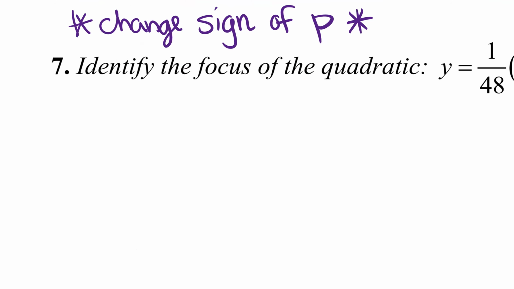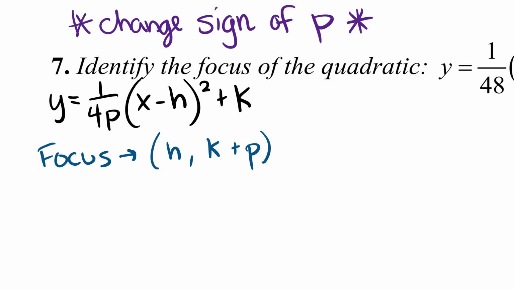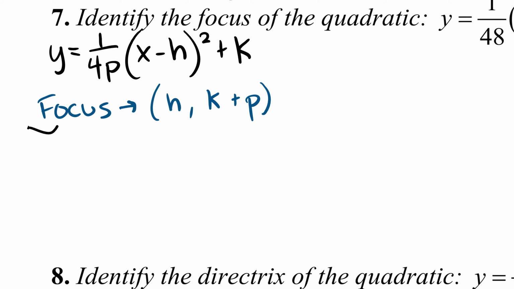So, if I have y equals, it's going to be 1 over 4p times x minus h squared plus k. Okay? And since I only want focus on this one, my focus for this equation is h, and then k plus p. Alright. Now, the other option that you could have, I didn't put it on here because I can't put everything on the test review, that would be forever long.